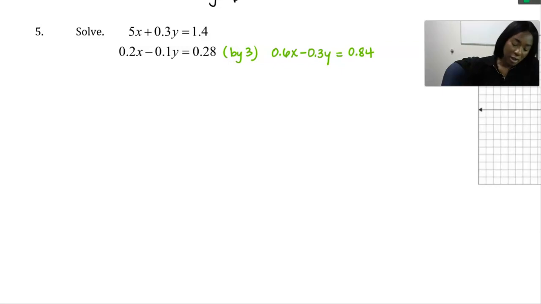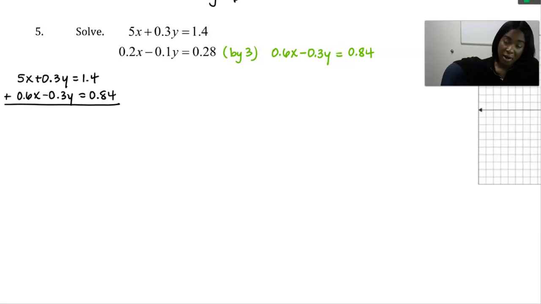So now that we have everything multiplied by 3, I'm just going to rewrite the equations and stack them on top of each other so we can get ready to add them. So I have my equations written on top of each other. Now I'm going to start adding. 5x plus 0.6x is 5.6x. Very conveniently, we have it set up so that our y's will cancel. 0.3y and a negative 0.3y are gone. And then I'll add the 1.4 to the 0.84 to give me a 2.24.